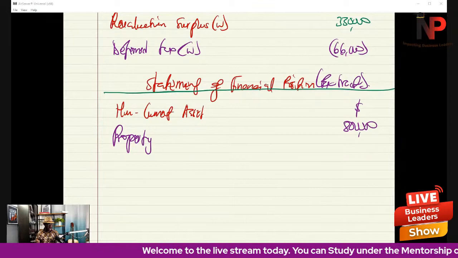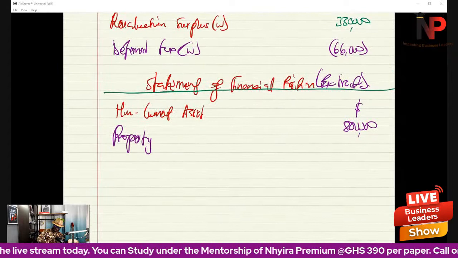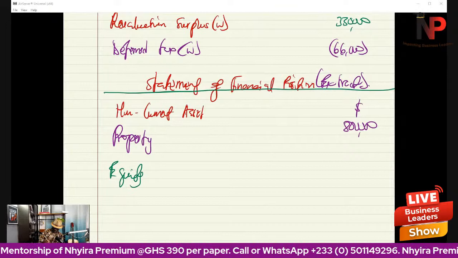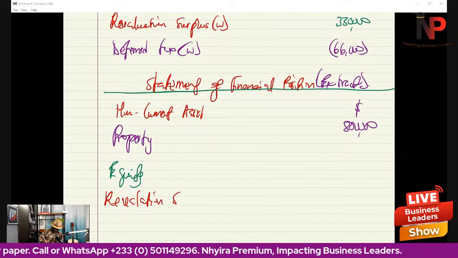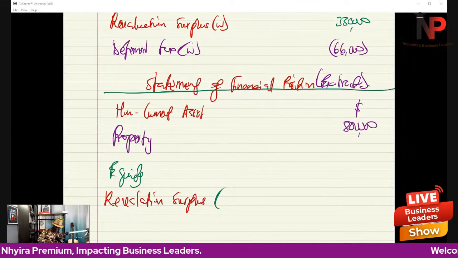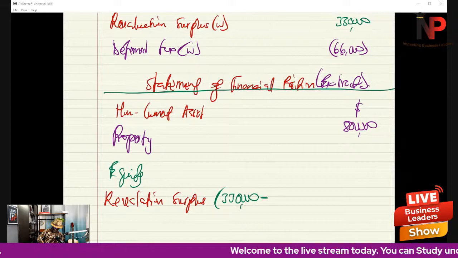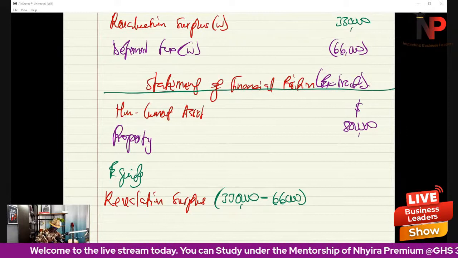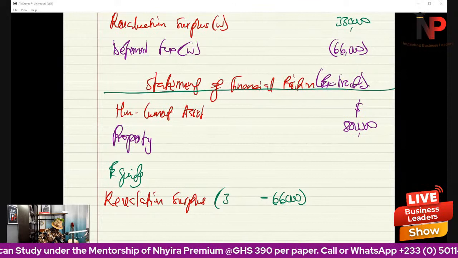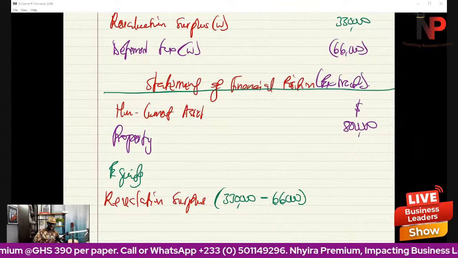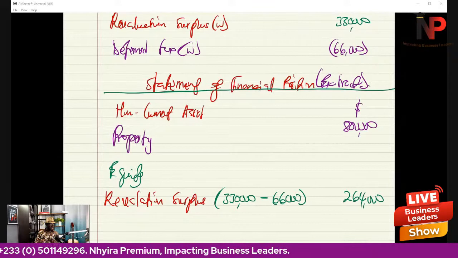Then we go to the issue relating to equity. Under equity, we're going to bring in the revaluation surplus. That is going to be the 330 we had, which is the revaluation surplus, minus the deferred tax of 66,000. And that gives us the figure for the revaluation surplus. So 330 minus 66 is going to be 264,000. Then under liability, we're going to have non-current liability.